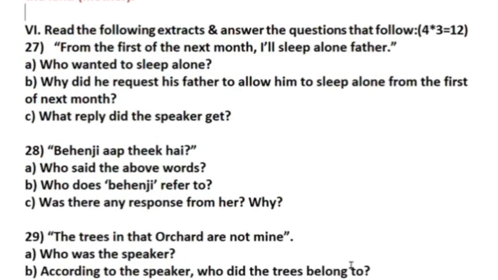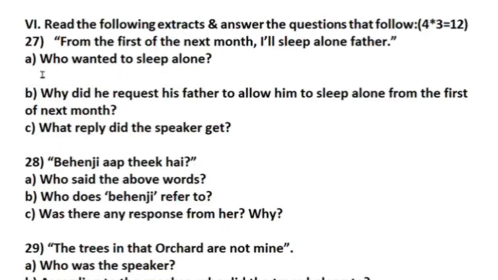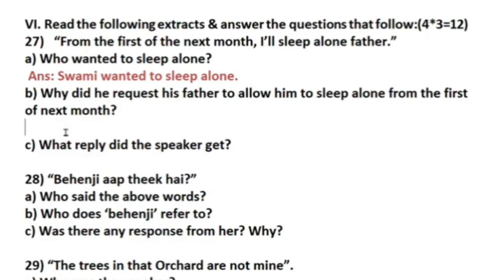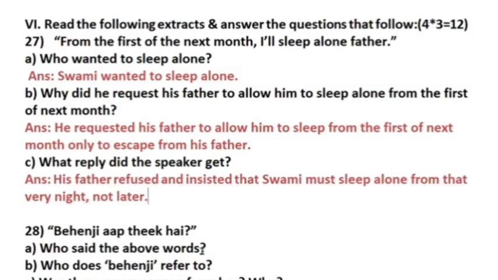Next, sixth main, read the following extracts and answer the questions that follow. Question number 27. From the first of the next month, I will sleep alone, father. Who wanted to sleep alone? Answer. Swami wanted to sleep alone. Why did he request his father to allow him to sleep alone from the first of next month? Answer. He requested his father to allow him to sleep alone from the first of next month only to escape from his father. What reply did the speaker get? Answer. His father refused and insisted that Swami must sleep alone from that very night, not later.